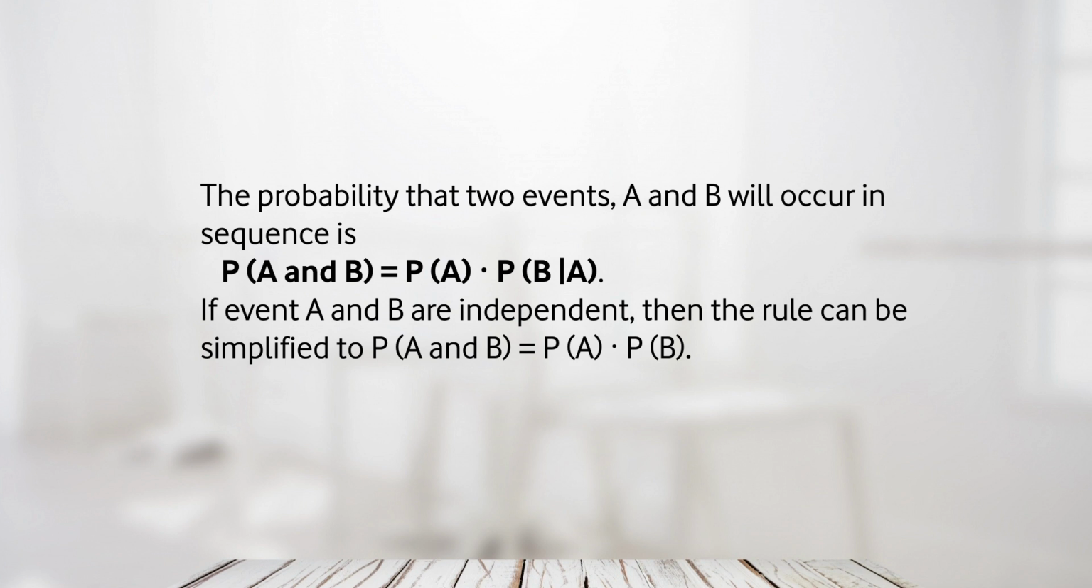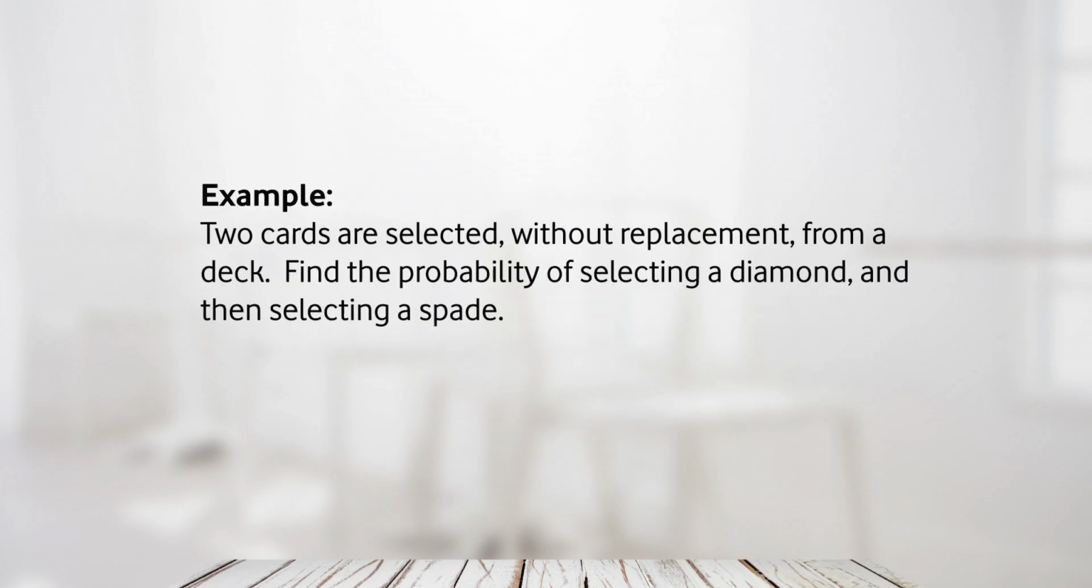If events A and B are independent, then the rule can be simplified to P(A and B) equals P(A) multiplied by P(B). So, two cards are selected without replacement from a deck. Find the probability of selecting a diamond and then selecting a spade.